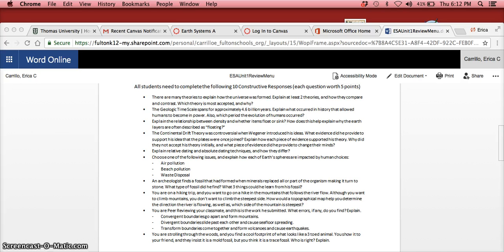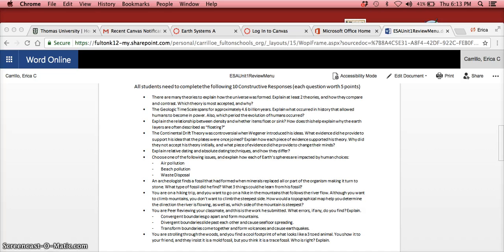Now, the geologic timescale spans approximately 4.6 billion years. Explain what occurred in history that allowed humans to become in power. Also, which period the evolution of humans occurred. Okay, so they're saying that the Earth has been in existence for about 4.6 billion years. The big event would be that the dinosaurs died out. So that is when mammals and humans became the most powerful, and it would be the Quaternary period when the evolution of humans occurred.